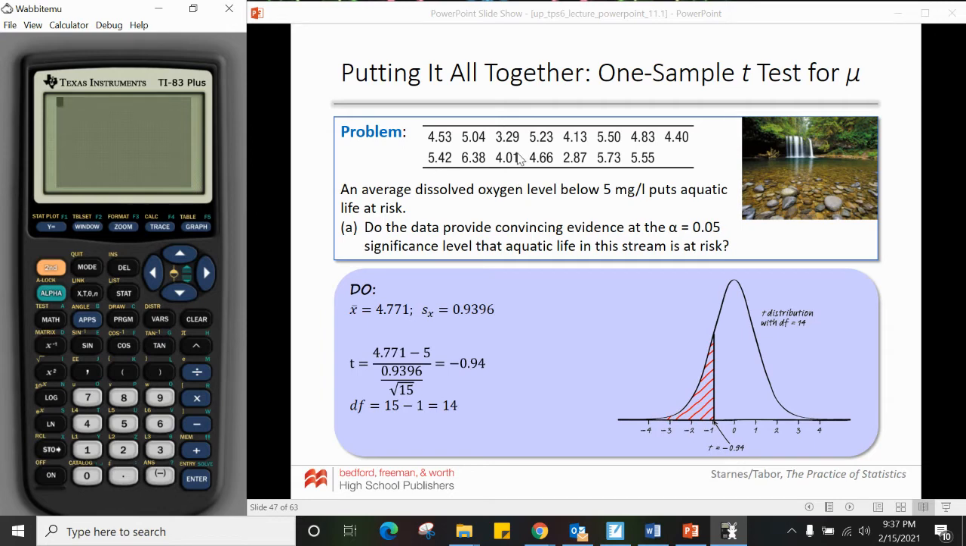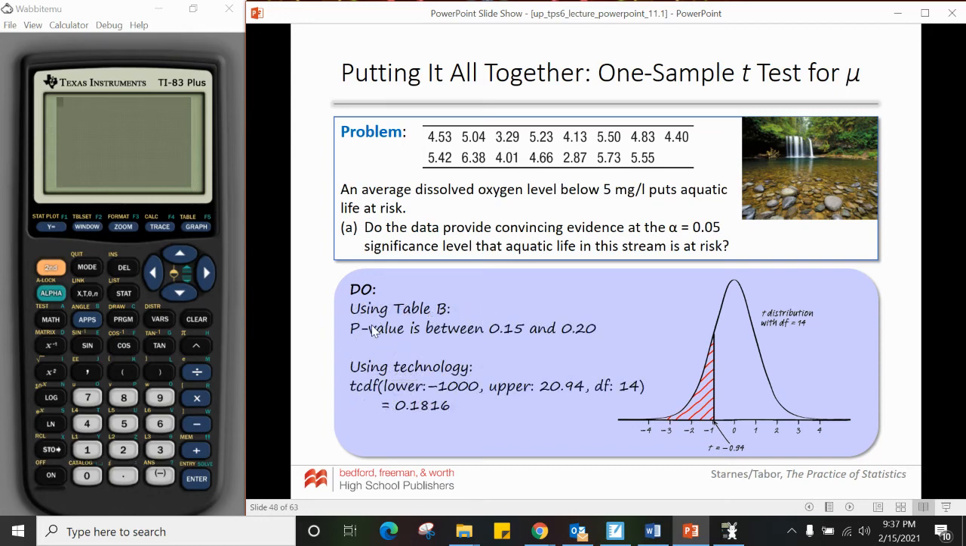Right? And the nice thing is x bar, we get asked this question right away. Does x bar give us some suggestion or some evidence? And it does, because we're looking to see if the mean is less than 5. So the fact that our x bar is 4.771, which is less than 5, we do have some evidence. The big question is how strong is that evidence? When we use our formula, x bar minus mu divided by s sub x over square root of n, we get a t score of negative 0.94. Our degrees of freedom is 15 minus 1, which is 14.